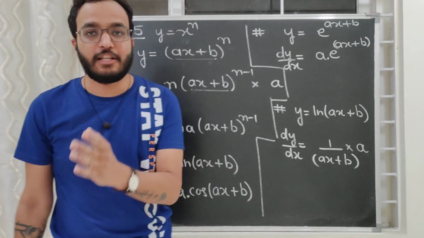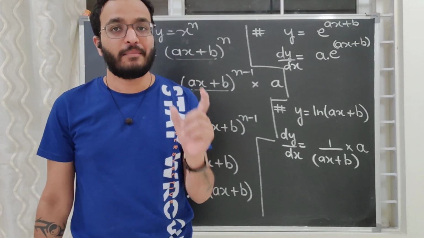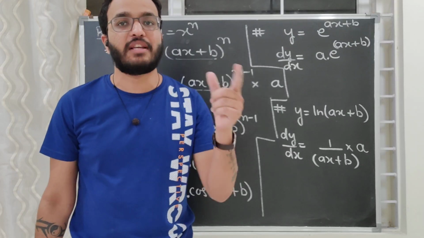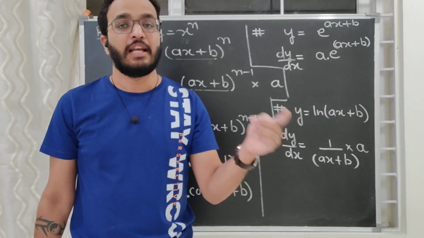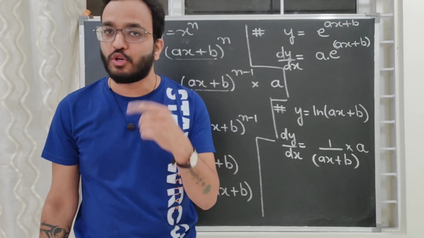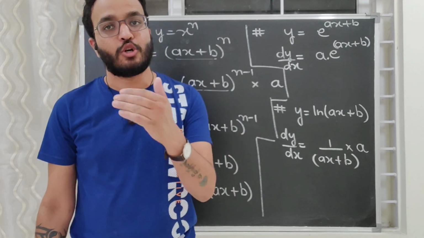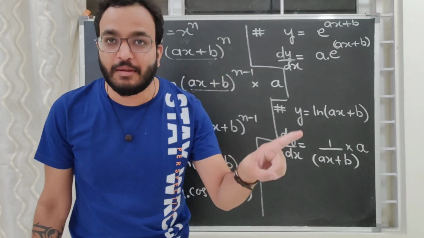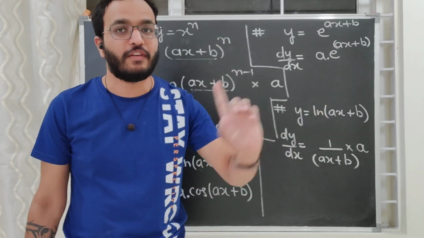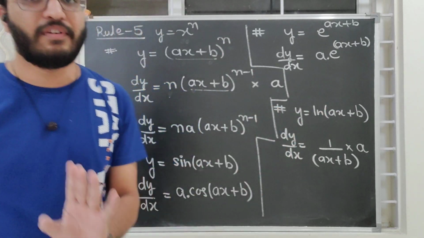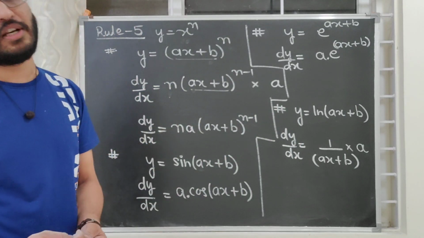For example, y is equal to sine x. If you replace x with ax plus b, then you will say differentiation of sine x is cos x. So differentiation of sine of ax plus b will be cos of ax plus b multiplied by a, the coefficient of x. Will you remember it? It's a very simple operation, and you need to remember this.